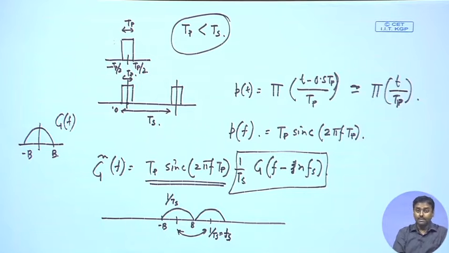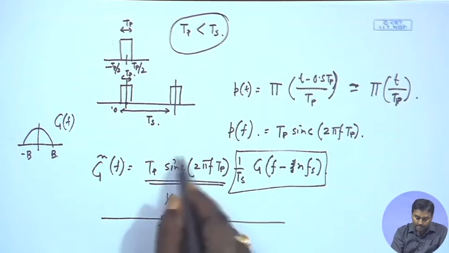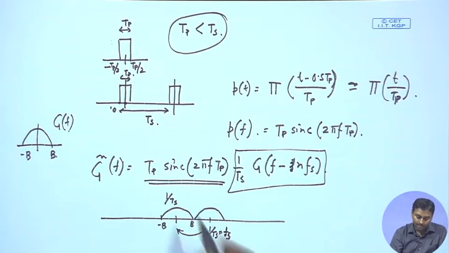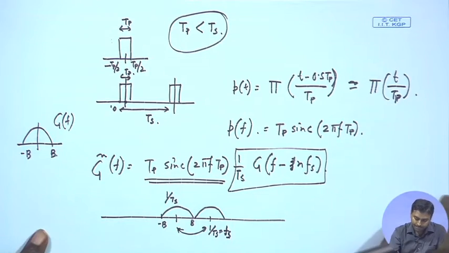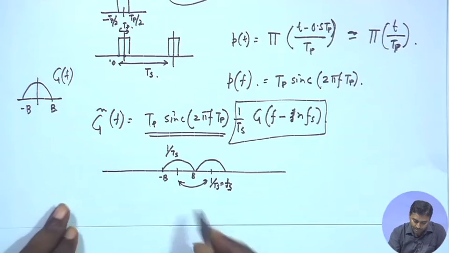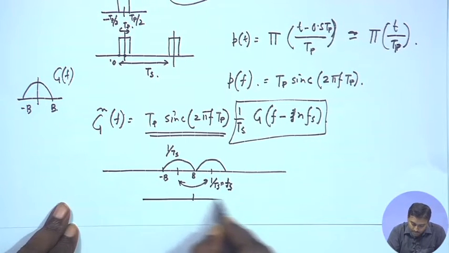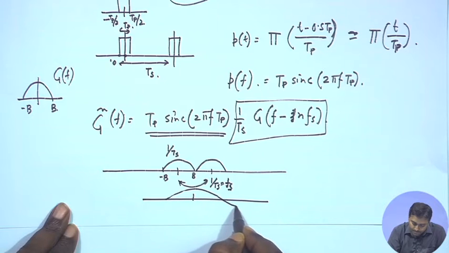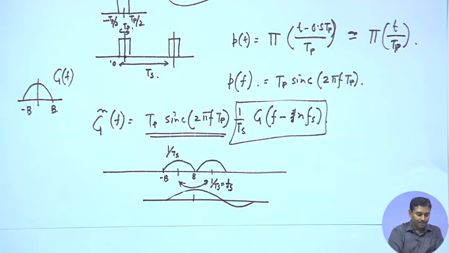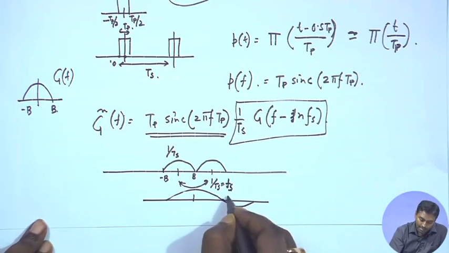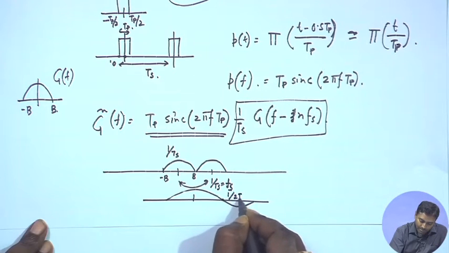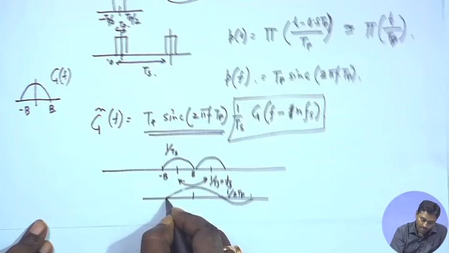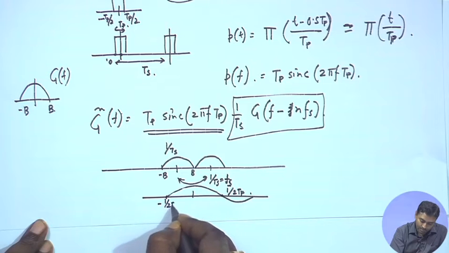Okay. This is the disturbing part, because what will happen, how does this look like? This is a sinc function. So, that must be, if I just draw it down, so that is a sinc function which is touching 0 at 1 by 2 Tp and minus 1 by 2 Tp.